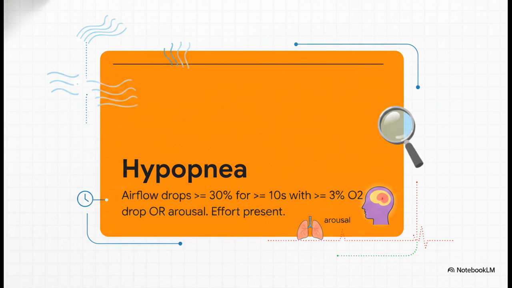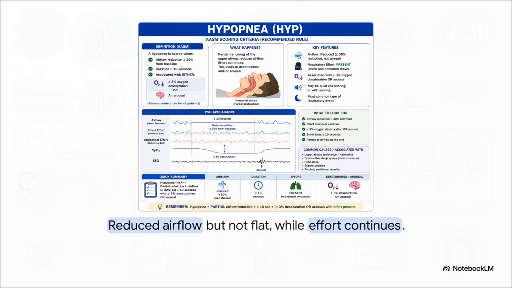But because the airway isn't totally blocked, the AASM says we need an extra consequence to actually score it. There has to be either a 3% drop in oxygen saturation or an arousal in the brain. And just like we saw with the obstructive events, the physical respiratory effort is still absolutely present. Let's see what that actually looks like on the chart. See the blue airflow line here?